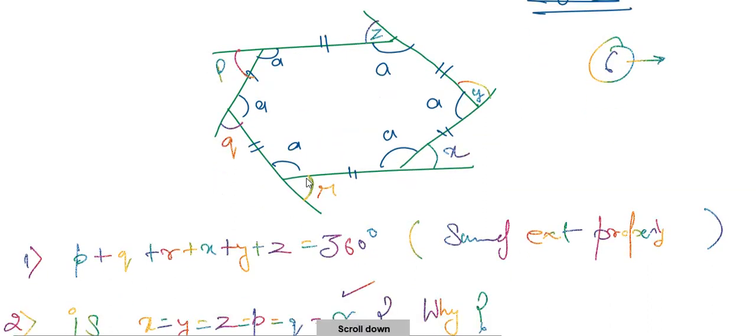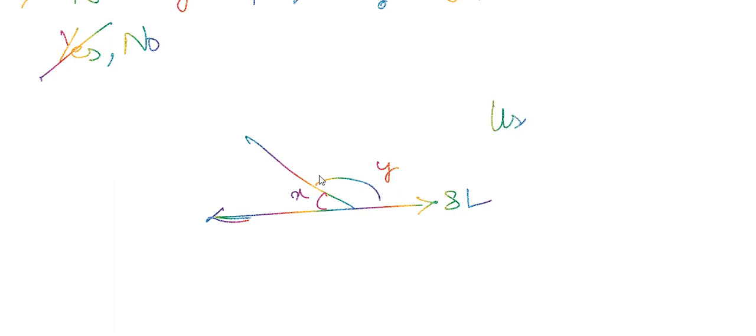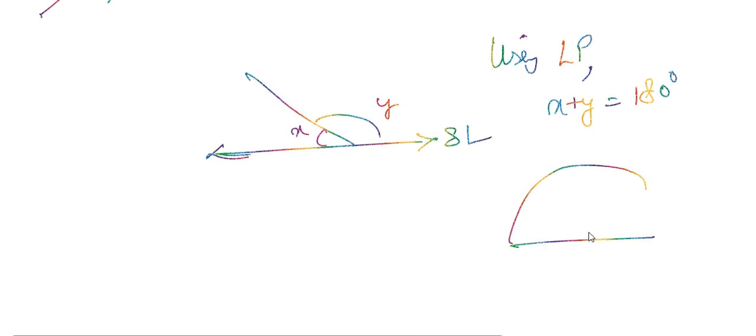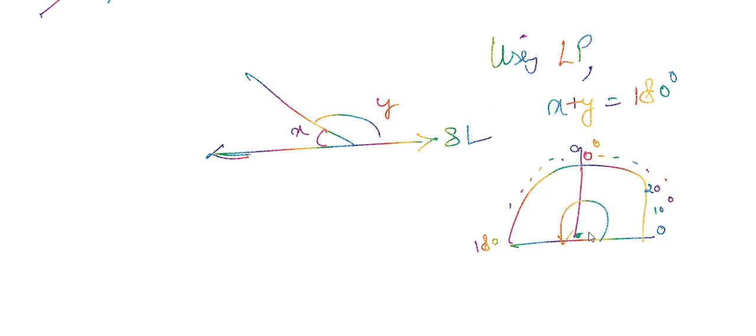If I have a straight line like this, with an angle X here and an angle Y here, then using the property of linear pair, LP, I can say X plus Y would always be 180 degrees. In your protractor you have 0 degrees, 10 degrees, 20 degrees, extending up to 90 degrees, the right angle, and further up to 180 degrees. So from 0 to 180 you get a straight line.